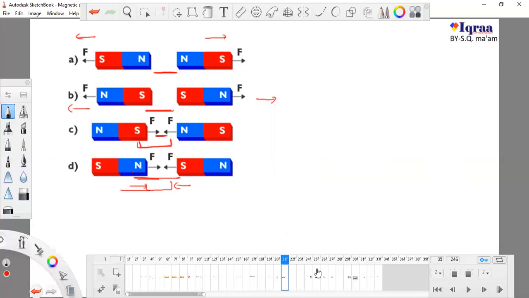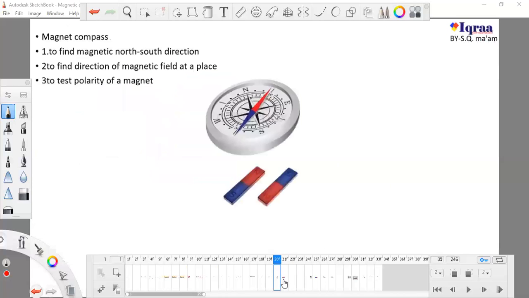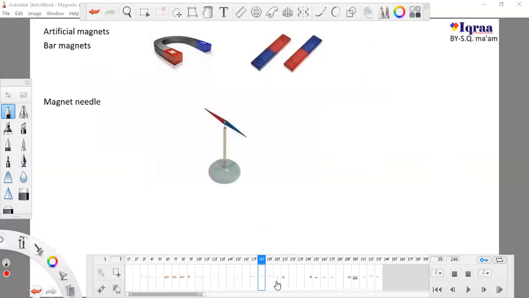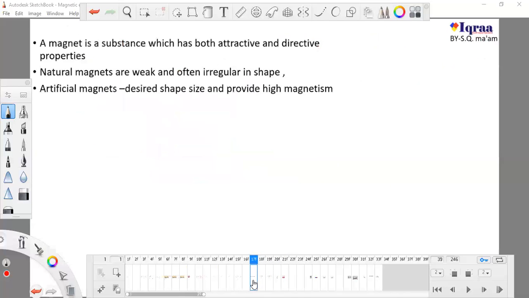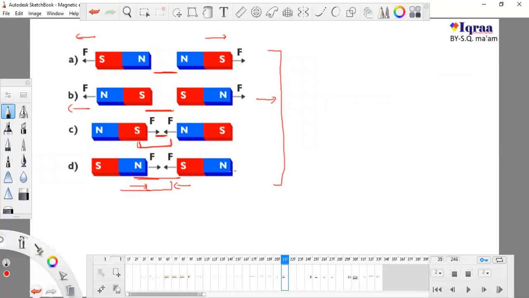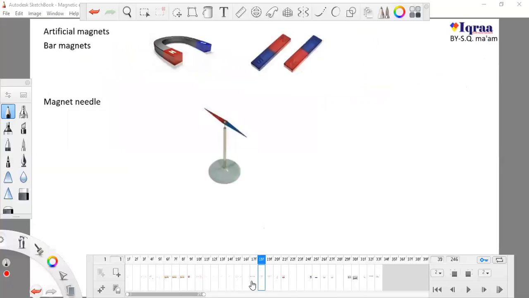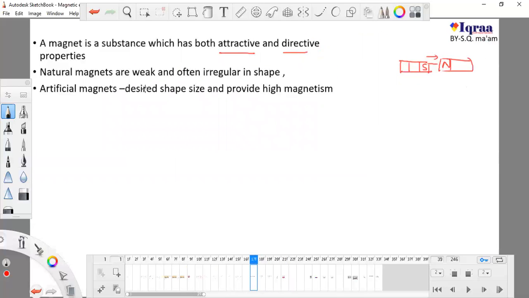Now there are two types of magnets. A magnet has two properties: the property of attraction and the property of pushing another magnet apart. It totally depends on which poles are in contact. We know about this, and I think I don't need to tell you more.